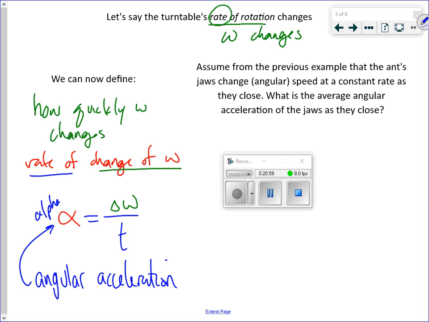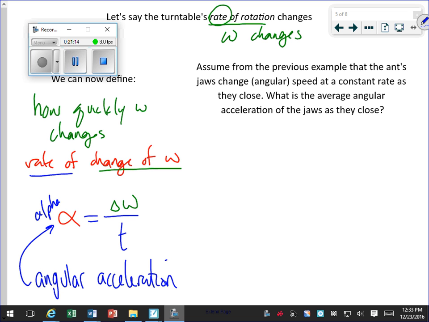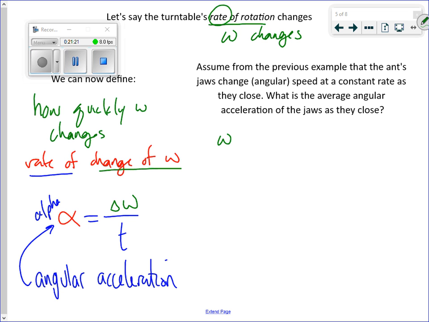If it's too hard to remember alpha, instead of saying fish-looking thing, then make a flashcard. Okay, it's not too hard to remember. So now we have a preview that speed changes at a constant rate. What's the average angular acceleration? Well, from the last one we had that the average omega was 1.2 times 10 to the 4th radians per second, I believe.